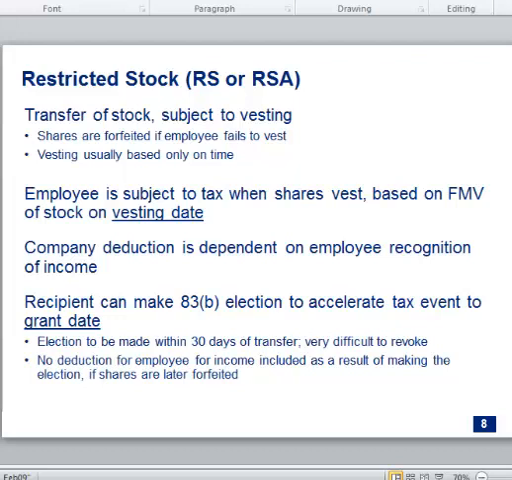So again, just like with ISOs, an 83B election works great when the stock is 8 cents, right? Doesn't work great when it's Google, right? Stock's $1,000, so you make an 83B election on one share of their stock, you're picking up a lot of income.